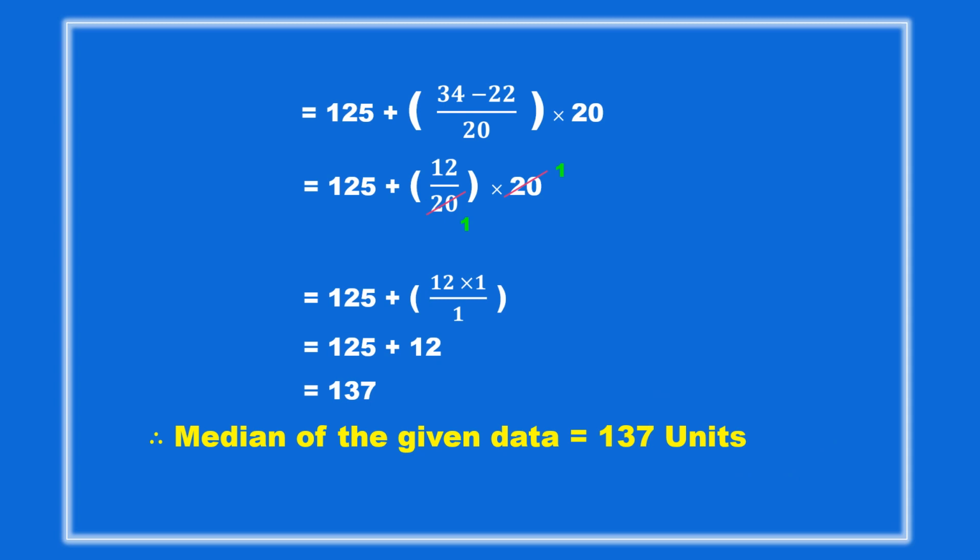Okay, now once we are done with the median, we should check whether the answer is correct or not. For that we should check the class interval. So what is our median class? It is 125 to 145, right? Whatever median we got should lie in between this median class. So we got the same answer, 137 is lying between 125 and 145. So whatever median we got, it is correct.